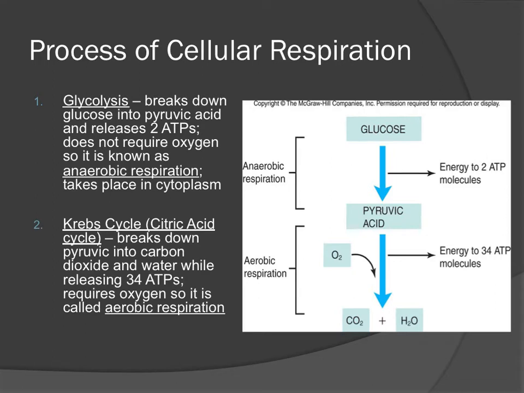The Krebs cycle is also known as the citric acid cycle, and it breaks down pyruvic acid into carbon dioxide and water while releasing 34 ATPs. It requires oxygen, so it's called aerobic respiration. In eukaryotic cells, this takes place in the mitochondria. It generates a pool of chemical energy from the oxidation of pyruvate, which is the end product of glycolysis.